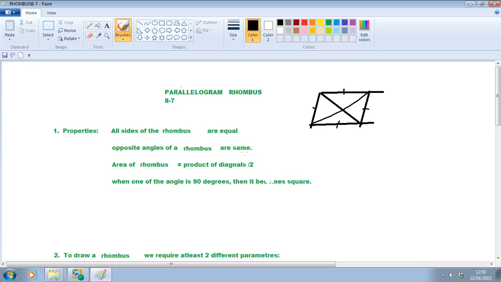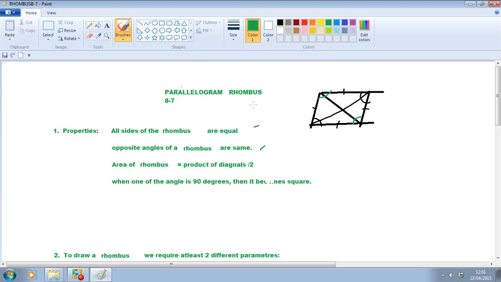Opposite angles of a rhombus are the same. What is an opposite angle? This and this are both the same. What about this one here? These two opposite angles are also the same. That is the second point. What is the third point?